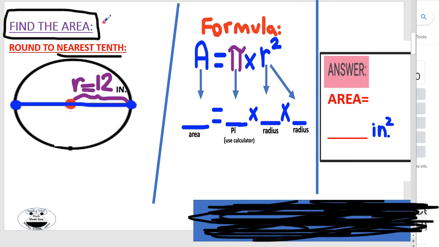So the first thing we need to do when we are finding the area of a circle is we need to write the formula. The formula is A equals pi, not the pie you eat, pi times r squared. Or you might hear people say pi r squared.